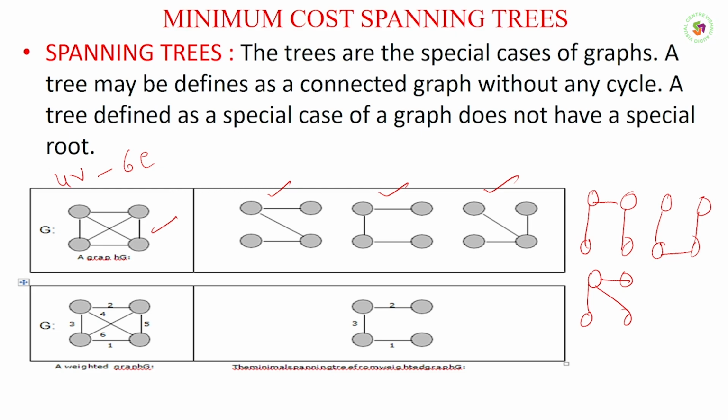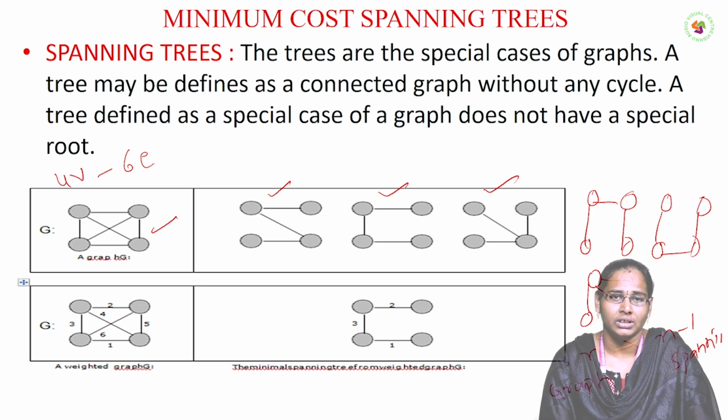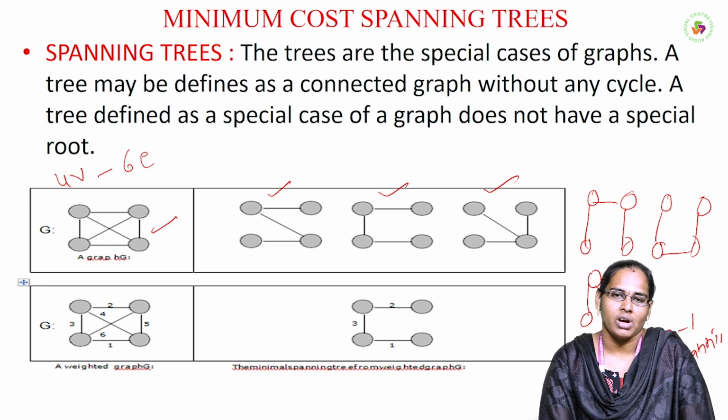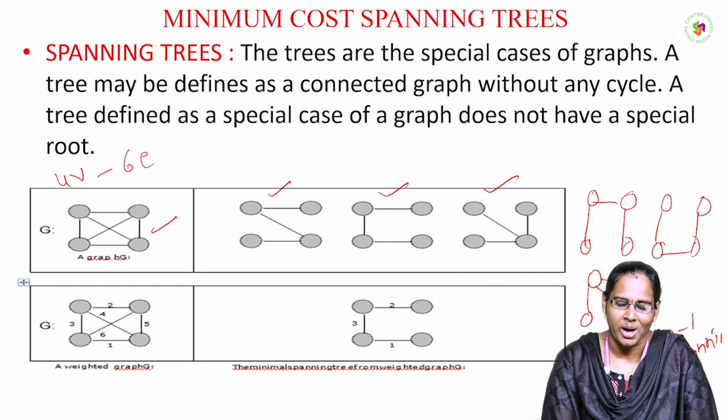If a graph contains n number of vertices, then that spanning tree contains n minus 1 number of edges. This is the given graph and this is a spanning tree's edges. A graph contains n number of vertices, then the spanning tree contains n minus 1 number of edges. This is about the spanning tree.